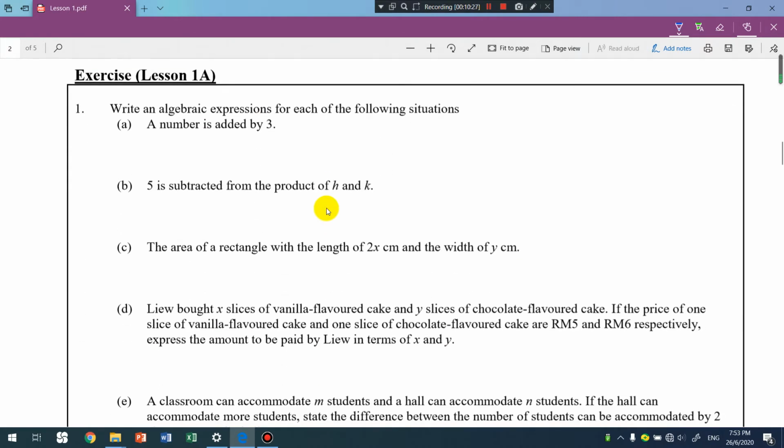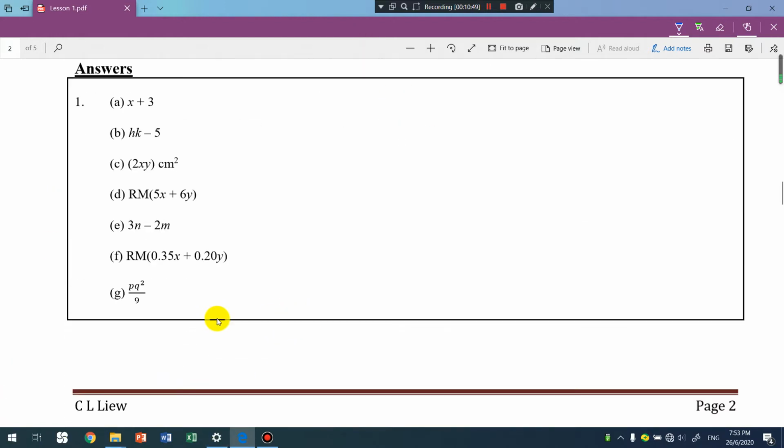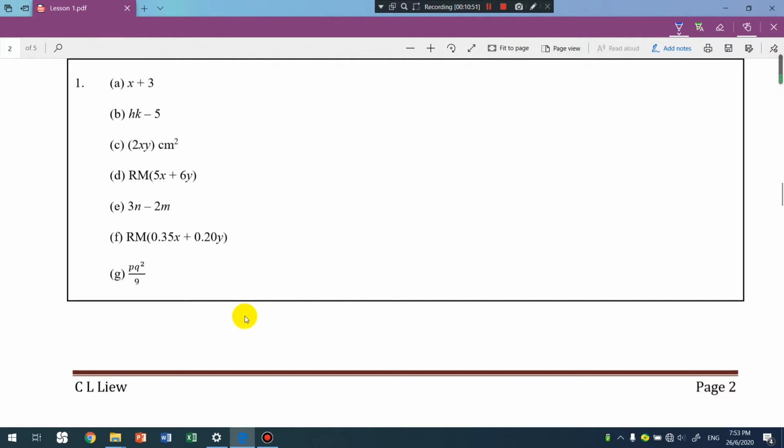This is the exercises for you. Make sure you try it, and if you don't understand, you can ask in the WhatsApp group, or you can wait until the Zoom class, then only you ask me. The answers are over here. You can do it first and check whether you can get all correct or not. So make sure you try.